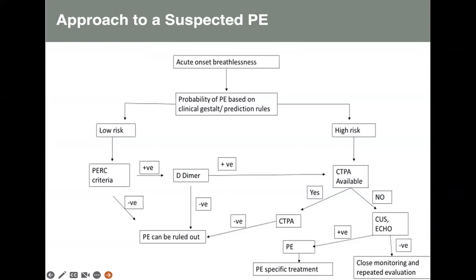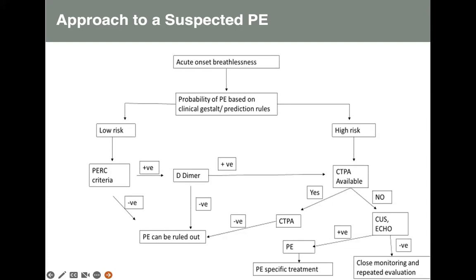So there are patients who do not present atypically. They just present with difficulty in breathing. And then you can have a probability of PE based on the clinical or your prediction scores. You've done your scores and your scores are either high or low. If your scores are low, then you have to do the PERC criteria. Remember, I said the PERC criteria helps us to rule out PE. If everything is negative, then you're ruling out PE. But if the PERC criteria is positive, then you have to do the D-dimer.